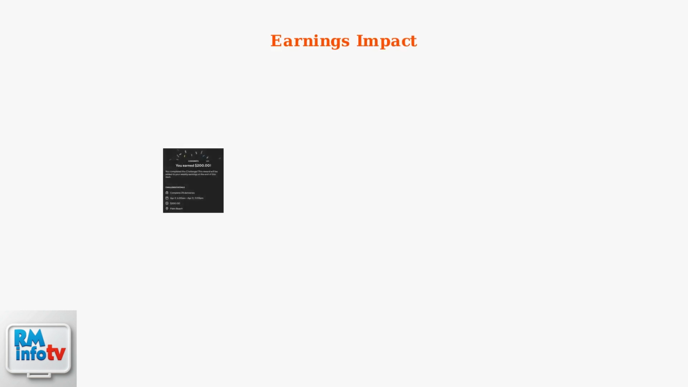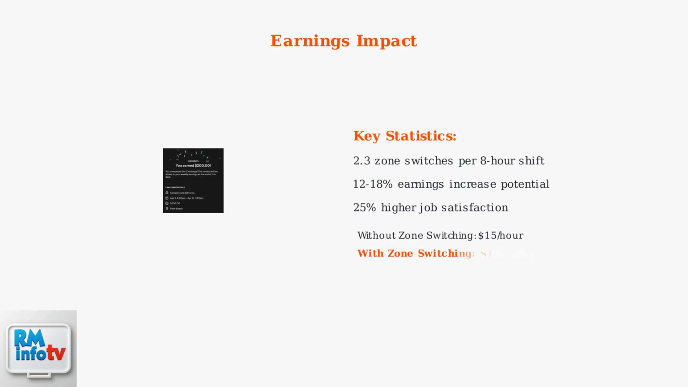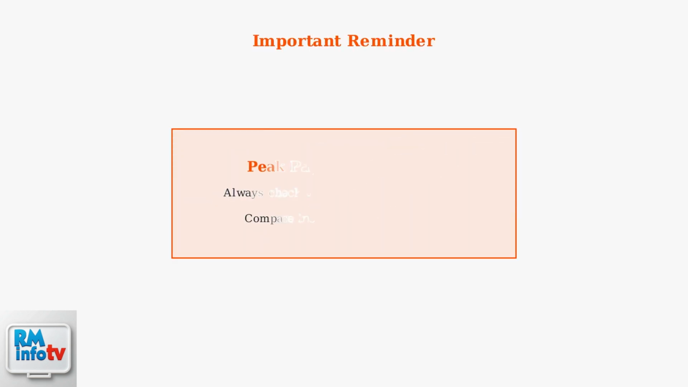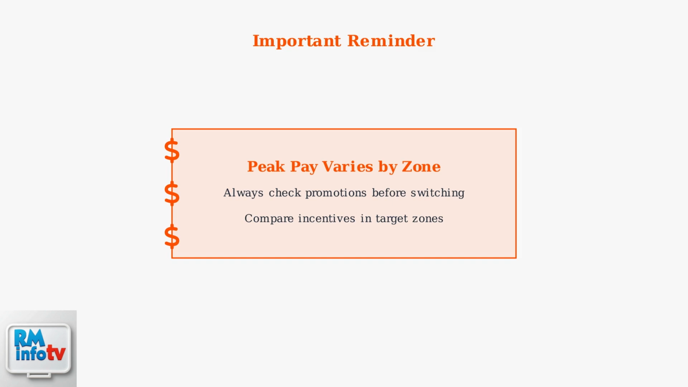Successful drivers switch zones an average of 2.3 times per 8-hour shift. Strategic zone switching can potentially increase your hourly earnings by 12 to 18%. Remember that peak pay and promotions may vary between zones. Always check the incentives in your target zone before switching to ensure you're maximizing your earning potential.